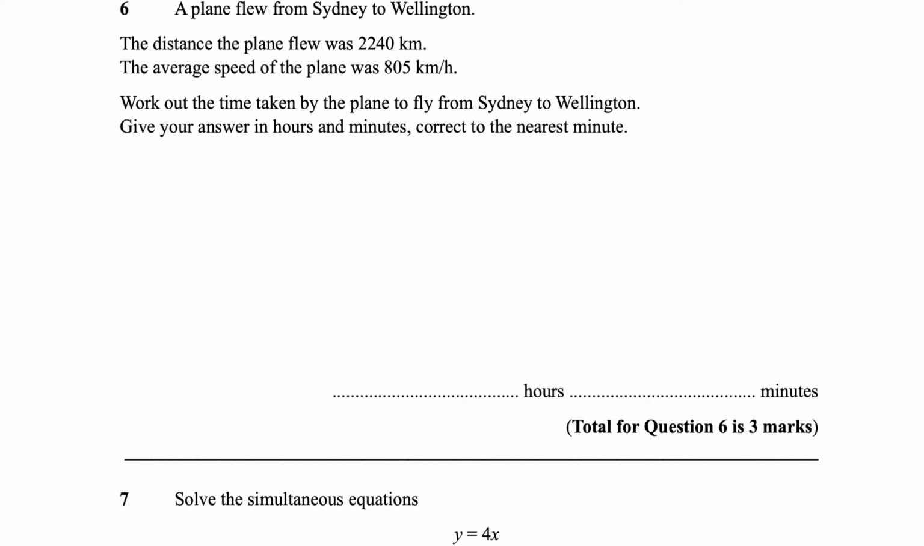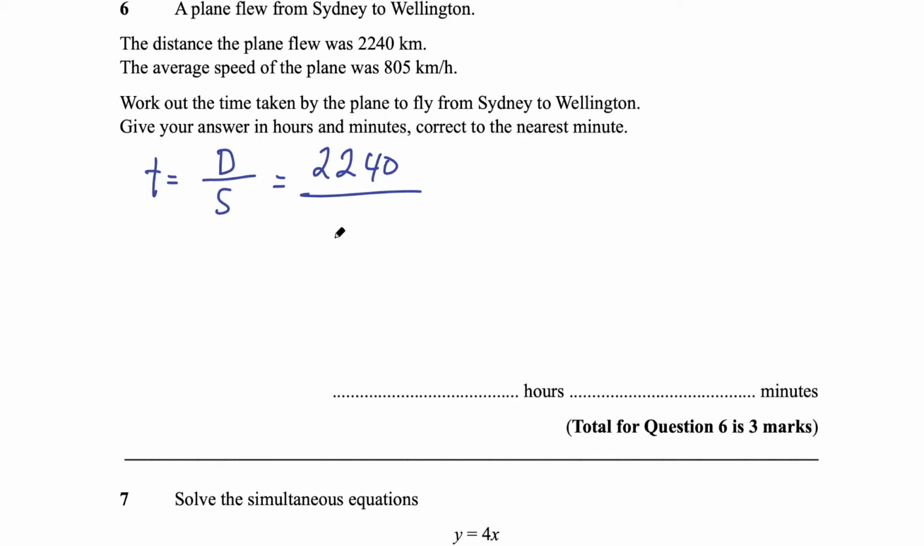Okay, so for this, you need the speed, distance, time formula. And using that triangle relating speed, distance, and time, you know that time equals distance divided by speed. So we've got the distance, we've got the speed, so all we really need to do is plug those in.